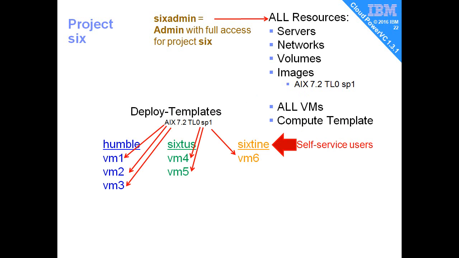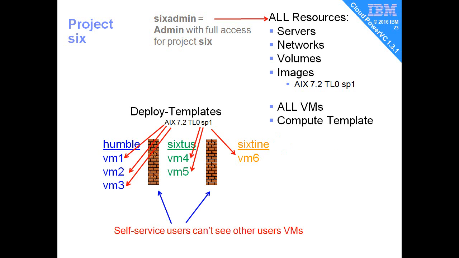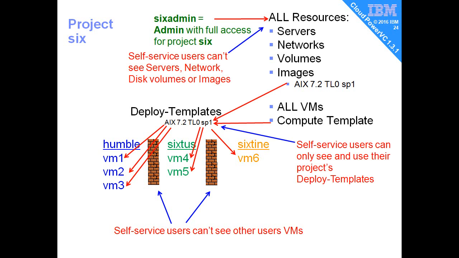So those are then handed to all the self-service users. Each of the self-service users of a particular project can see all of the templates. There's no finer demarcation in here. And in this case, the humble user created 3 virtual machines, and the other users have created their own virtual machines, but there's a brick wall between them, so the self-service users can only see their own virtual machines. They can't see anybody else's, which is quite a nice feature. Self-service users can't see the servers, networks, disks, and images. We've seen that already. And the self-service users can only see the deploy templates and their virtual machines.